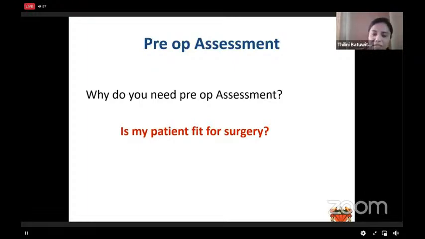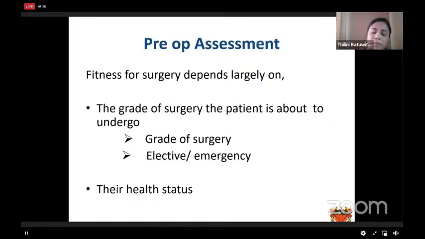So if we take the patient, we said surgery could be a minor surgery or major surgery. We'll discuss the grade of surgery later. It could be an elective or emergency surgery as well. Some of the patients who may be fit for elective minor surgery may not be fit for an emergency major surgery, depending on their conditions and the surgery. So that's why it is important. The other thing is their health status. We have to assess those things when we do the pre-op assessment.